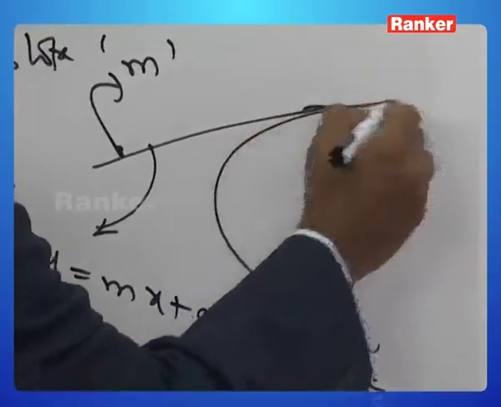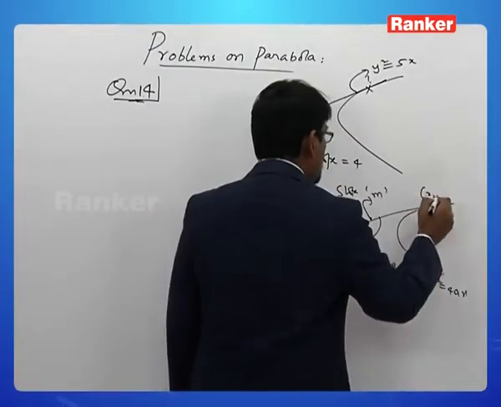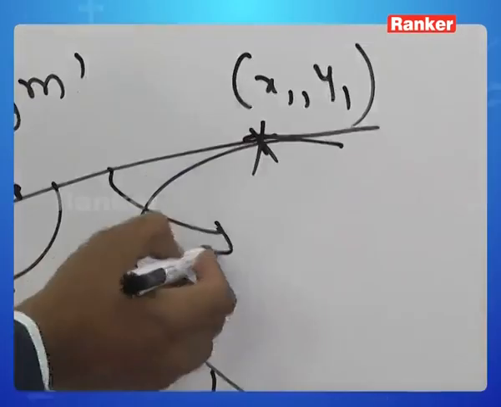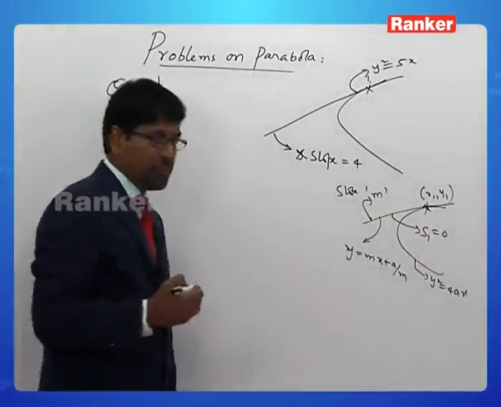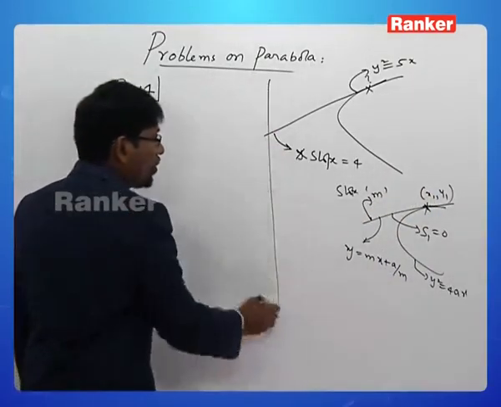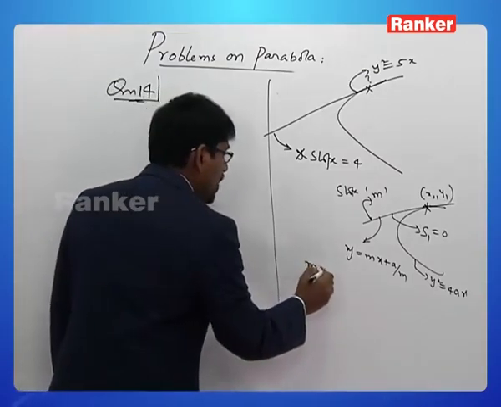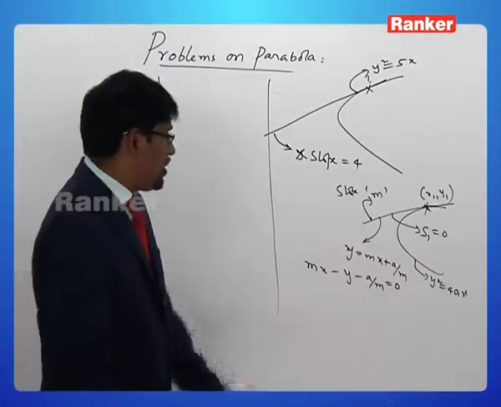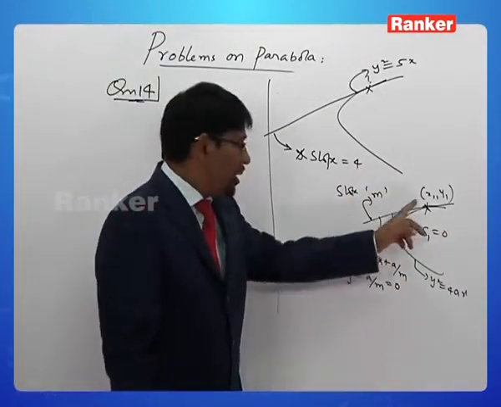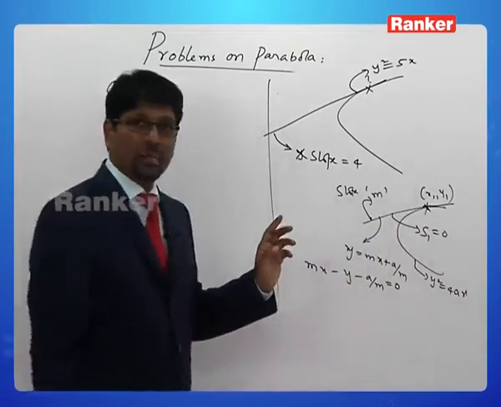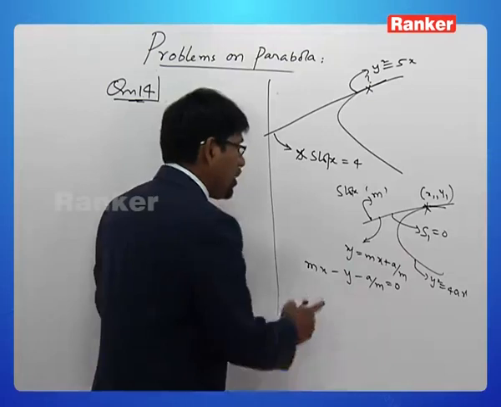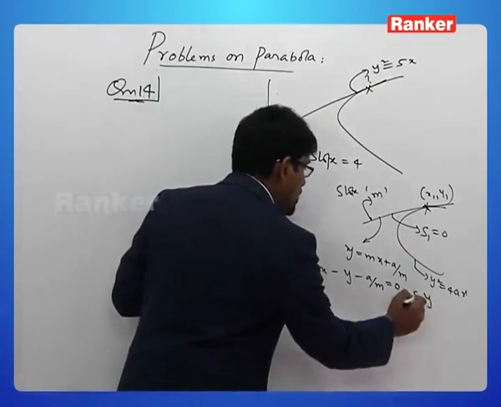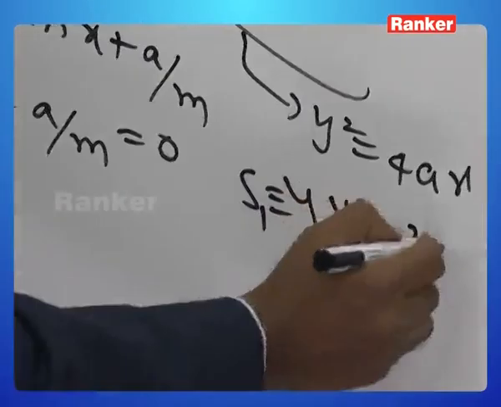Okay. And let's also understand one thing. Let us say x1 comma y1 is the point of contact. Then the same equation can also be written as S1 equal to 0 using this point of contact. So mx minus y plus a by m is equal to 0 is one way of writing the equation of the tangent, that is using the slope. And now using the point of contact also we can write the equation of the tangent. What is that? S1 equal to 0. S1 is y y1 minus 2a into x plus x1.